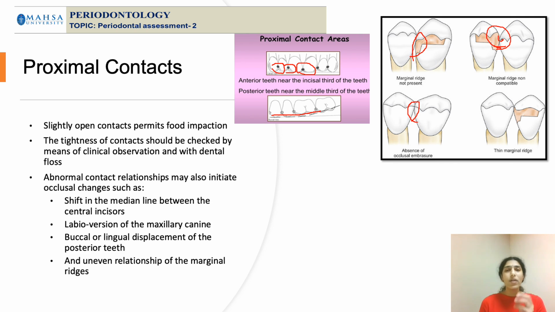But if there is only one or very few areas indicated by a BPE score of 4 mm, that means it is not generalized periodontitis. Rather, only one or two teeth have deeper pockets, and that is causing a BPE score of 4.